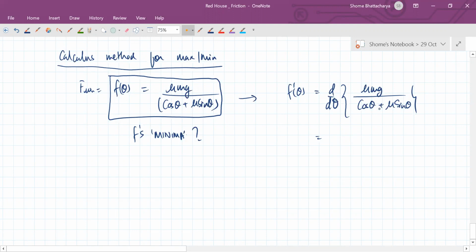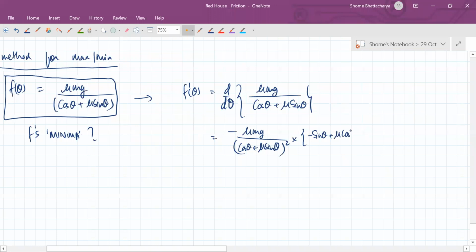numerator into differential of denominator minus denominator into differential of numerator, divided by denominator square. So the numerator's derivative is 0. So that's why this will become nothing but, or just apply the chain rule. So it is minus mu mg upon (cos theta plus mu sin theta) whole square into the derivative of this, that is minus sin theta plus mu cos theta. So this is the derivative of the function.